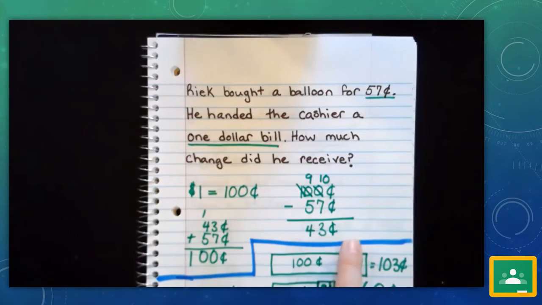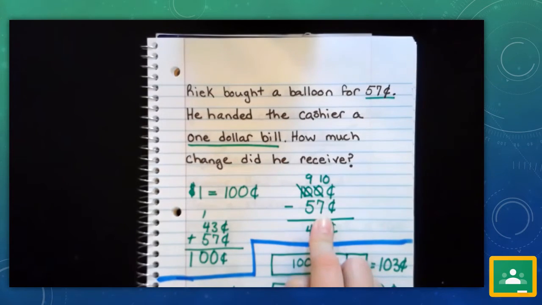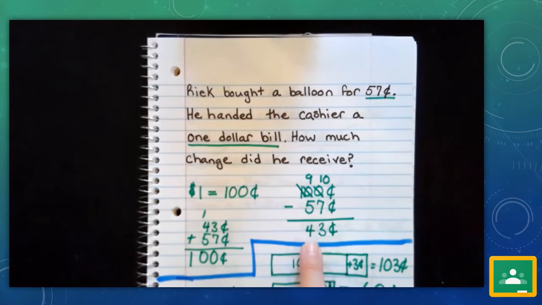And when I did that using vertical form, I realized that I had to do some regrouping because you can't have 0 and take away 7. So I did some regrouping and I solved and got 43 cents. And I was not satisfied. I just wanted to make sure that I was correct.